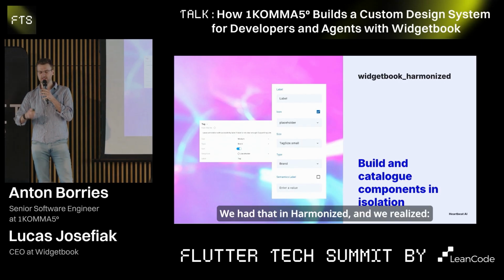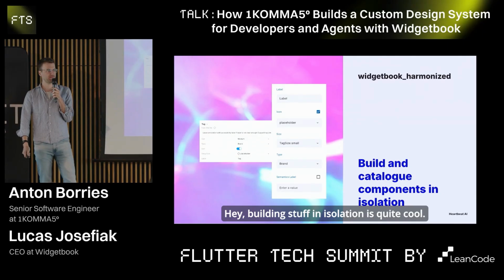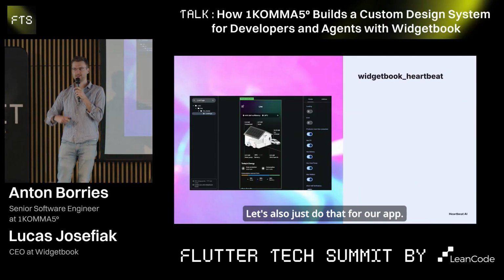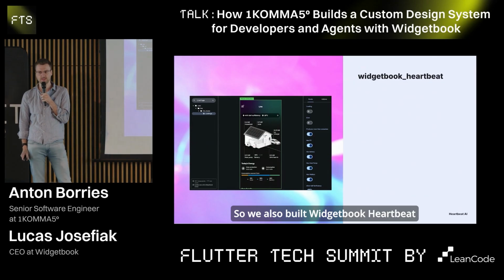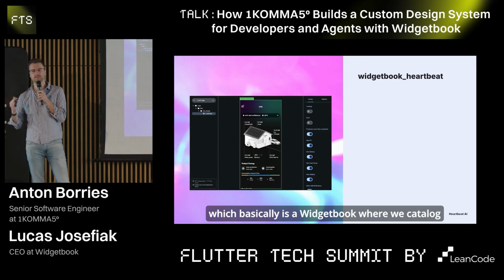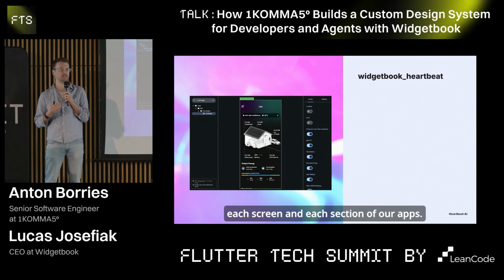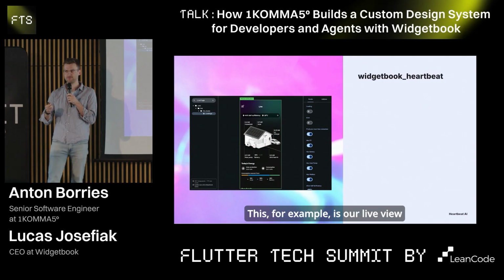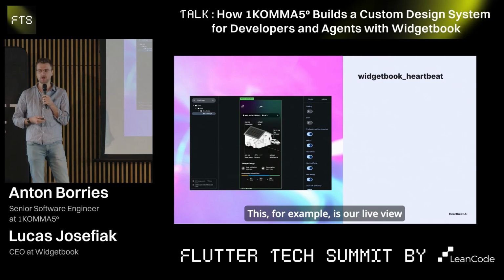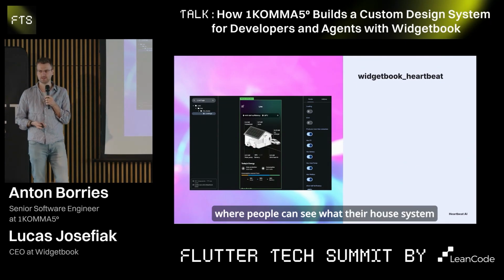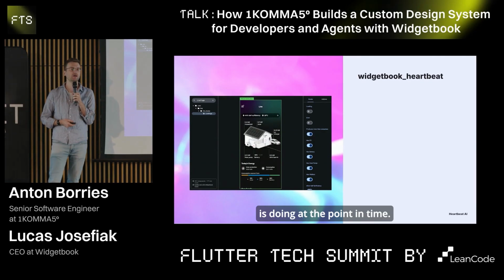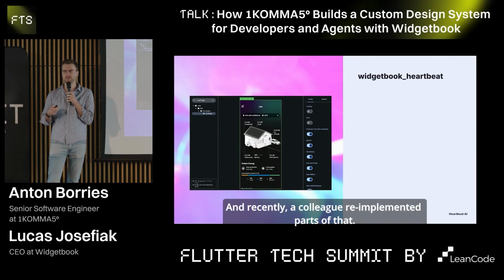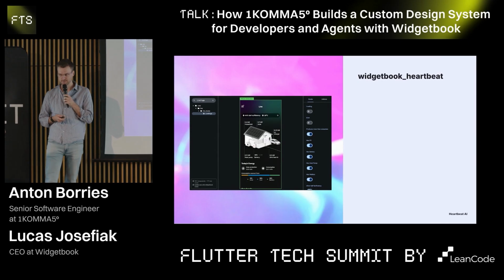We had that in Harmonized, and we realized, hey, this building stuff in isolation is quite cool. Let's also just do that for our app. So we also built Widgetbook Heartbeat, which basically is a widget book where we catalog and have the ability to build in isolation each screen and each section of our apps. So this, for example, is our live view, where people can see what their house system is doing at the point in time.